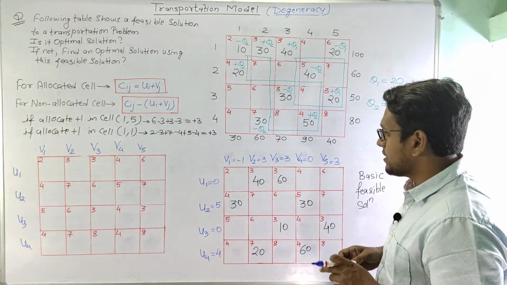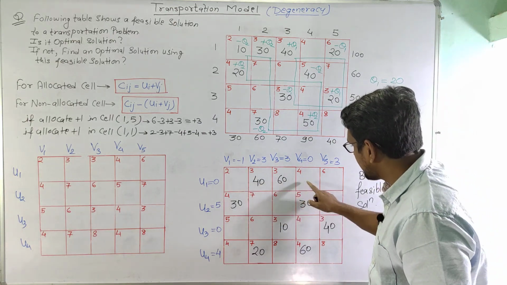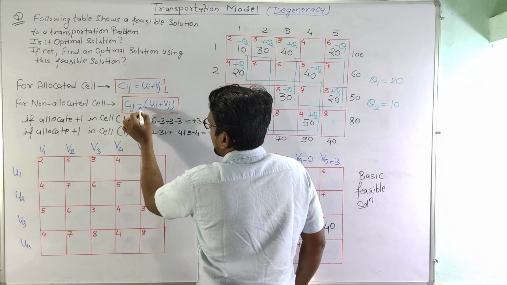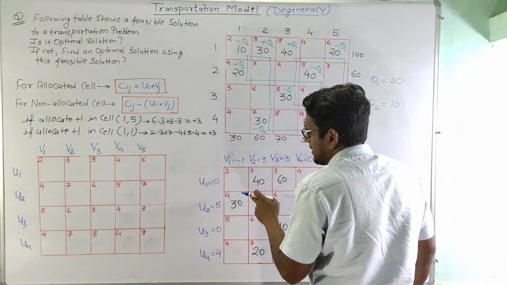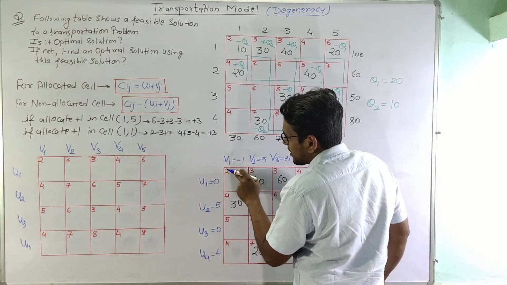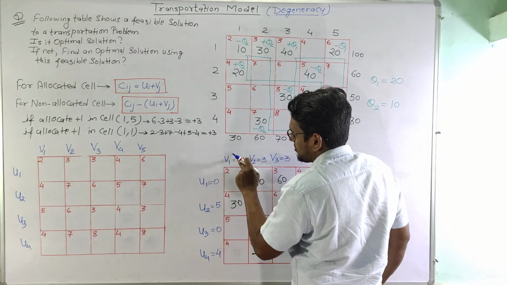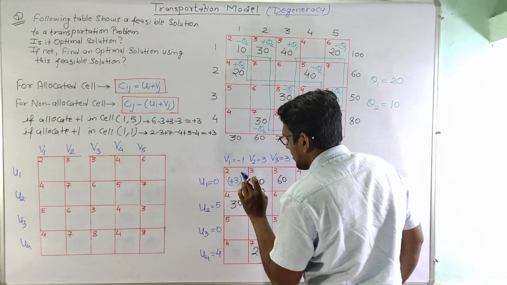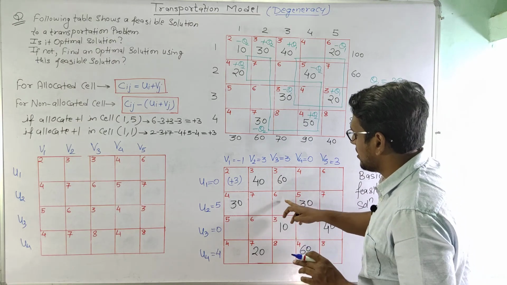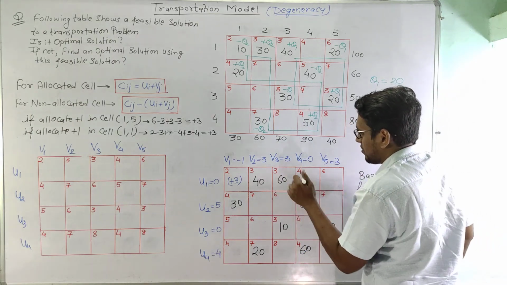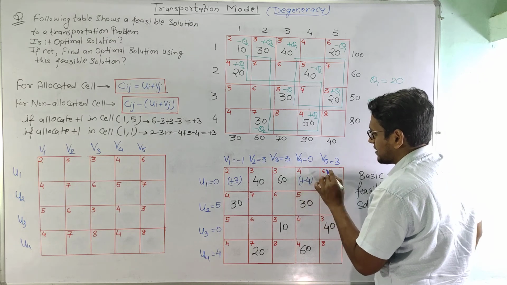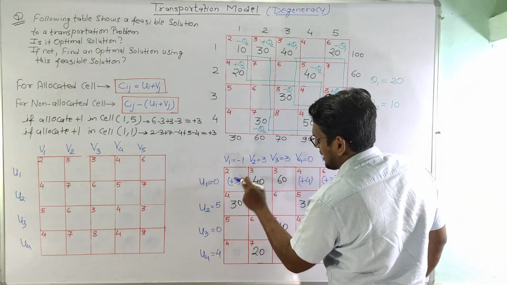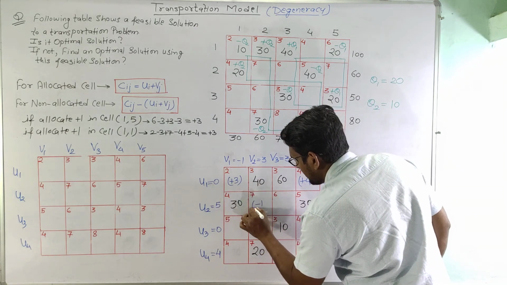Now we need to calculate the values at non-basic cells, that means the cells which are empty. We need to calculate the value of Cij minus (ui plus vj). That is, Cij is 2 minus 0 minus 1, that means minus 1. So 2 minus of minus 1 is plus 3. This is the value we need to calculate at every non-basic cell. So this is 4 minus 0 is plus 4. 6 minus 3 is plus 3. 7 minus 8, 5 plus 3 is 8, so this will be minus 1.